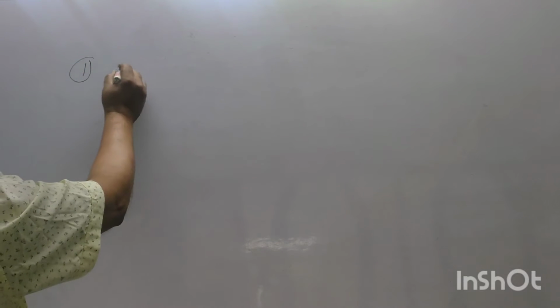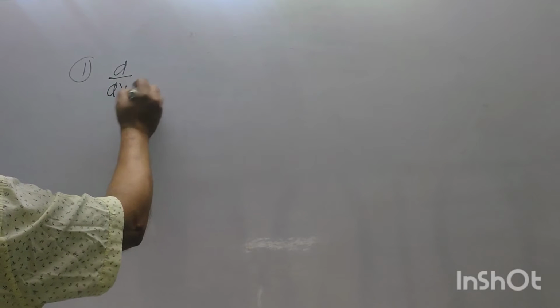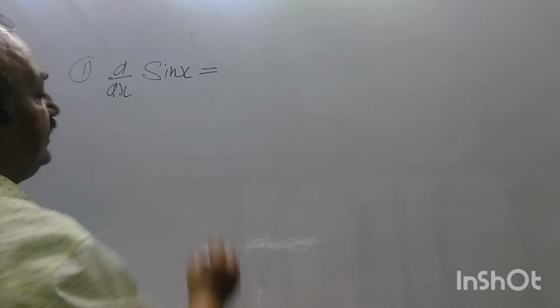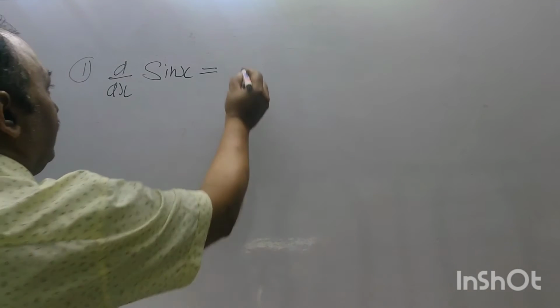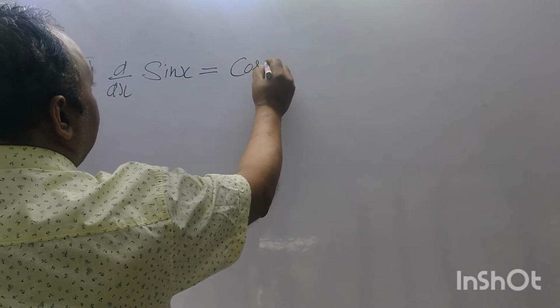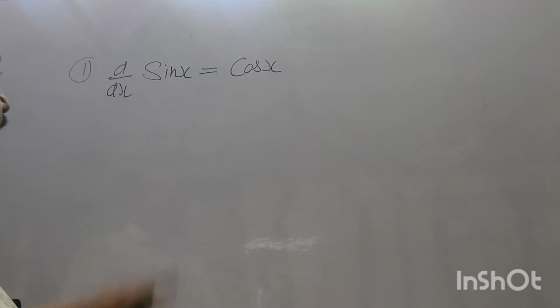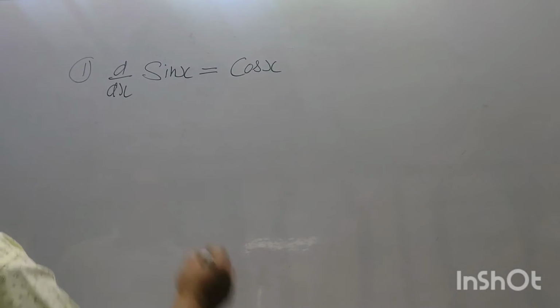Now let us discuss the formulae of the trigonometrical functions, the derivatives of the trigonometrical functions. The first formula is d upon dx of sin x. Derivative of sin x is equal to cos x. You can also prove it by the first principle, taking f(x) is equal to sin x.